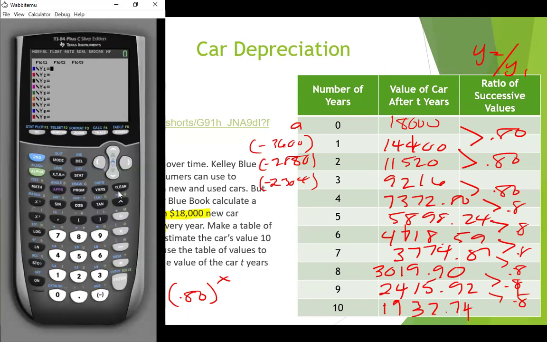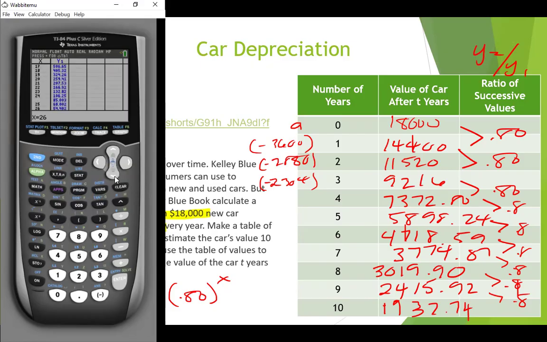So I can go to y equals, and I'm going to type in 18,000 times 0.8 to the x. And I'm going to go look at the table. So I'm going to hit second graph. And are these not the values we were coming up with? Yeah. And then I can keep looking. I'm like, okay, this car is going to last me for a while. How long does it take for my car to be worth nothing?